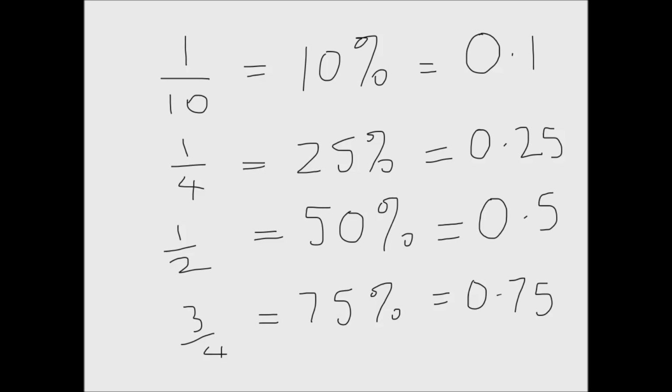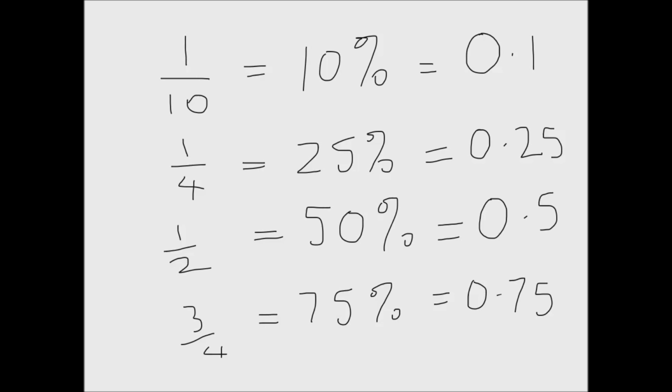A quarter is the same as 25% and it's exactly the same as 0.25. A half is the same as 50% and that's the same as 0.5. And 3/4 is the same as 75%, which is exactly the same as 0.75.